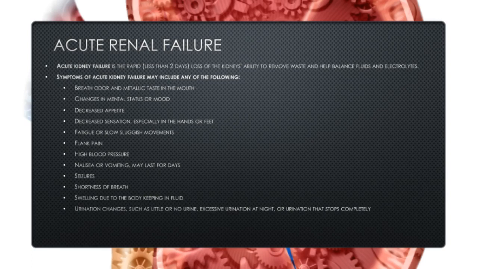So an acute kidney failure is the rapid, typically less than 2 days, loss of the kidney's ability to remove waste and help balance fluids and electrolytes. There's lots of symptoms that you may see, and I will tell you they will vary from patient to patient. It really depends. Some patients are more resilient. Patients that have more comorbidities are ones that sometimes it'll take even less than 2 days.